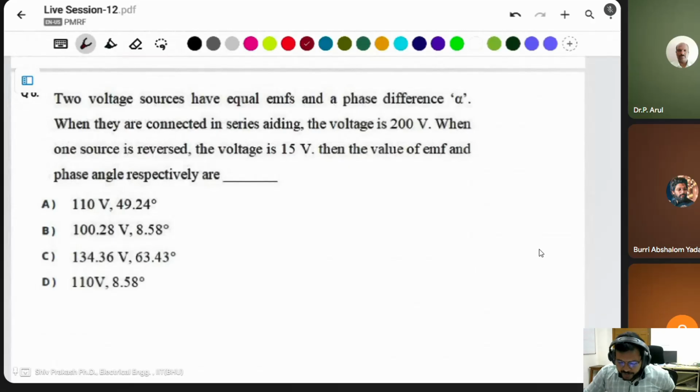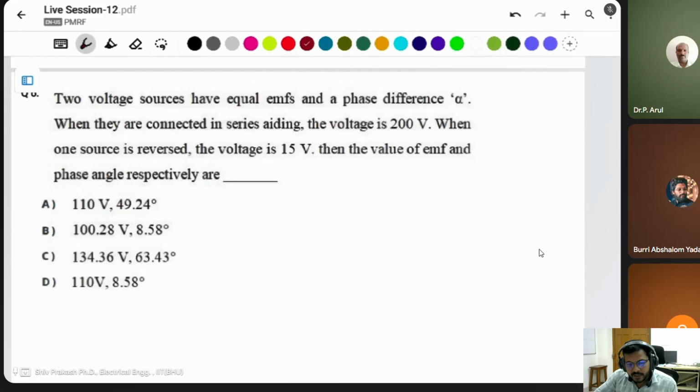Two voltage sources have equal EMF and the phase difference is alpha. When they are connected in series adding, the voltage is 200 volt. When one source is reversed, the voltage is 15 volt. Then find the value of the EMF and the phase angle respectively. The phase angle is the same alpha, the phase difference. There are two EMFs and there is a phase difference alpha between them, but the magnitude is the same.